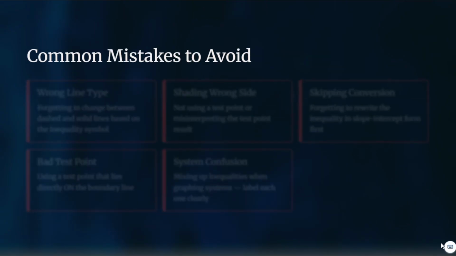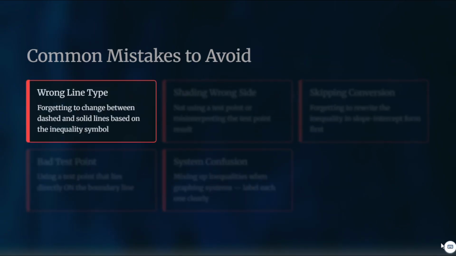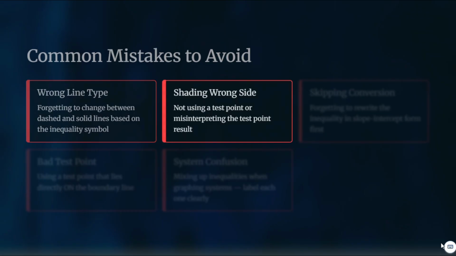Here are some common mistakes to avoid. First, using the wrong line type. You need to make sure that you use a solid line if your inequality is greater than or equal to or less than or equal to, and a dashed line if it's strictly greater than or strictly less than. The second mistake to avoid is shading the wrong side, not using a test point, or misinterpreting the test point result.